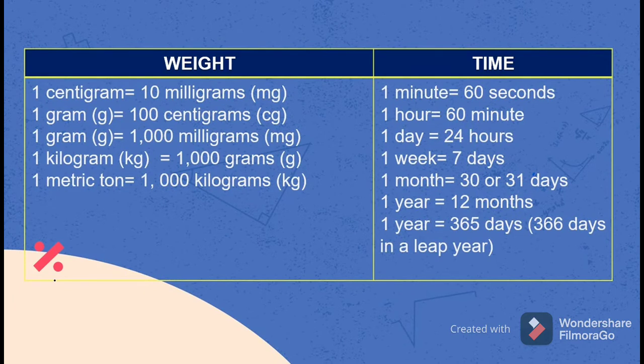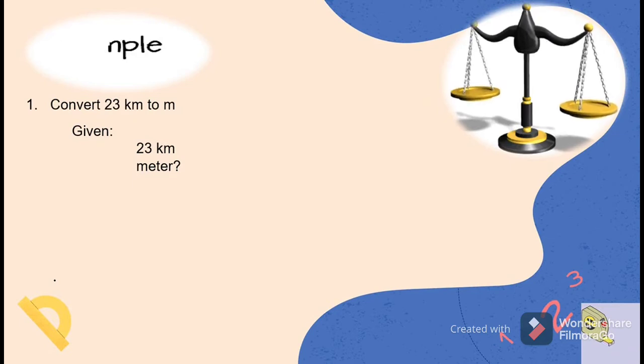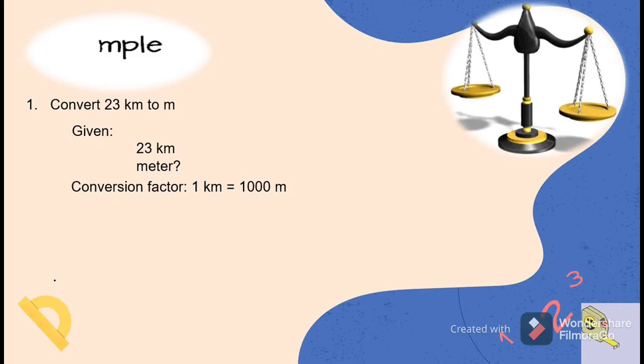Now let's work on an example problem. How can we convert 23 kilometers to meters? First step is to write down the given. In this item, we have 23 kilometers and we need to find the equivalent of 23 kilometers in meters. Second, you need to identify the conversion factor. We know that 1 kilometer is equivalent to 1000 meters. So how can we use this conversion factor to help us convert from kilometers to meters?